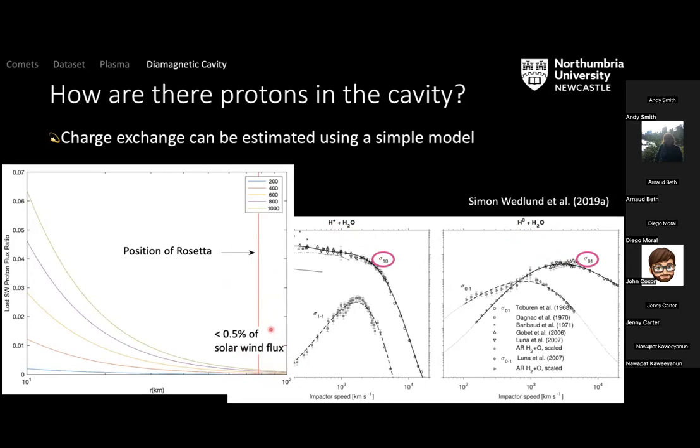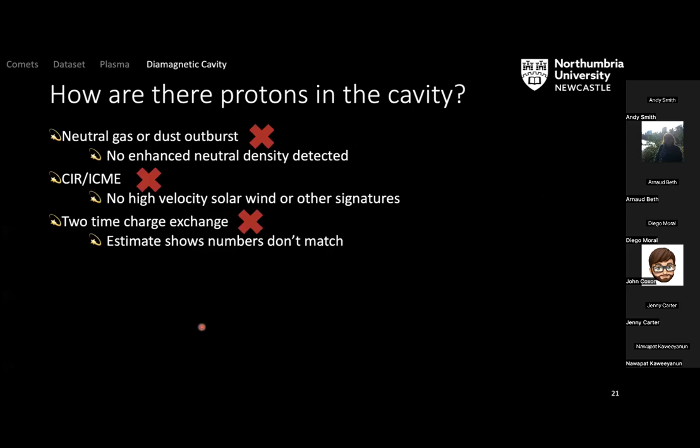I should point out that at Mars, this does happen. There are charge exchanged protons that can occur in the ionosphere, but the ionosphere there is much denser, and there's much more going on in terms of charge exchange than at the comet. So yeah, that also doesn't work.